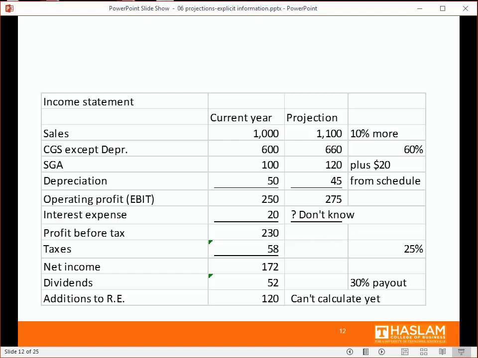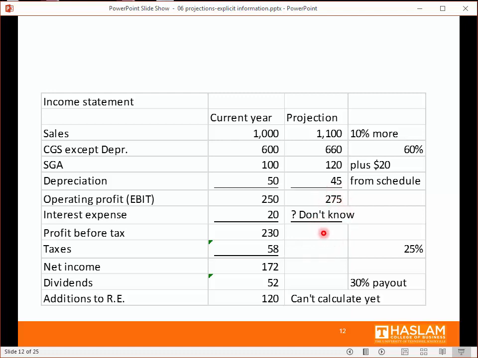Sales are going to grow 10%, and so that means that we can identify sales being 10% more than 1,000, or 1,100. Cost of goods sold as a percentage of sales is going to remain the same. Well, cost of goods sold was 60% of our sales, and so 60% of 1,100 will be 660. Selling, general, administrative expenses will increase by 20. And depreciation from our depreciation schedule will be 45 because we've liquidated some assets. And our operating profit is calculated to be 275.